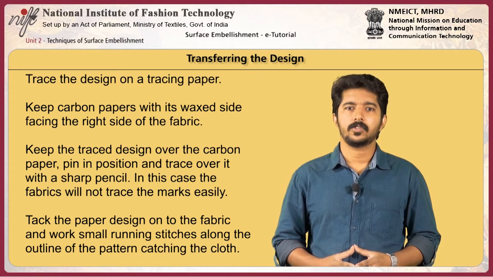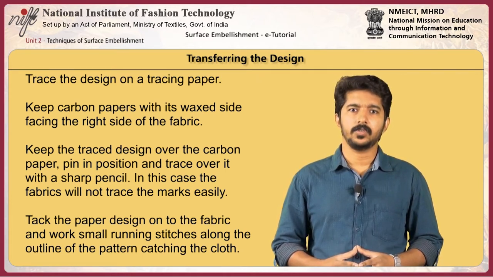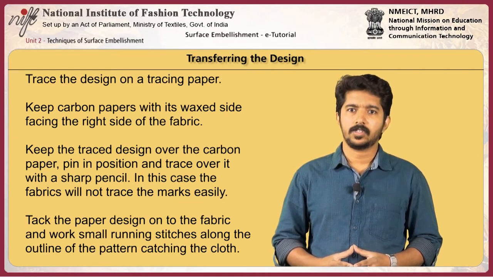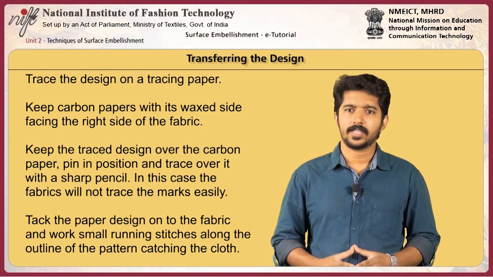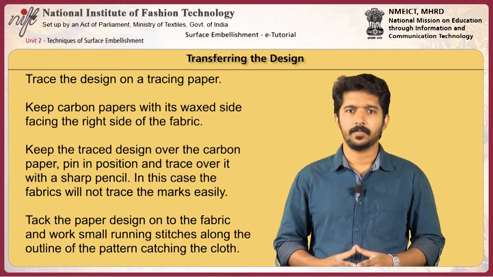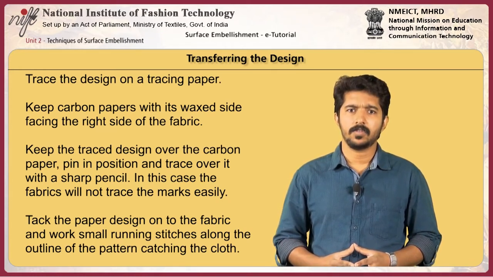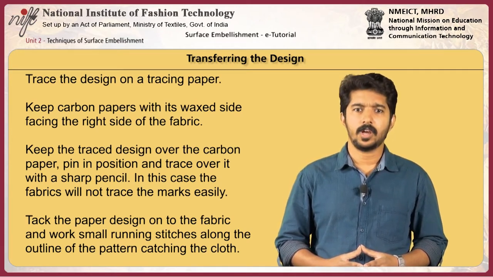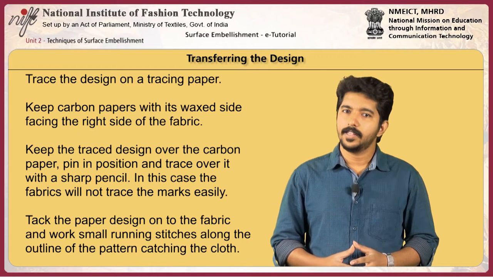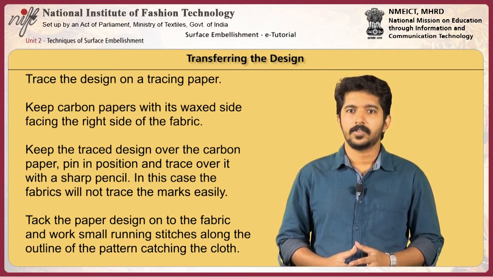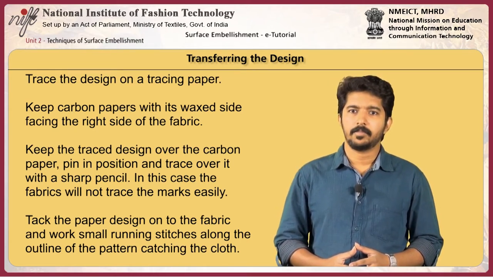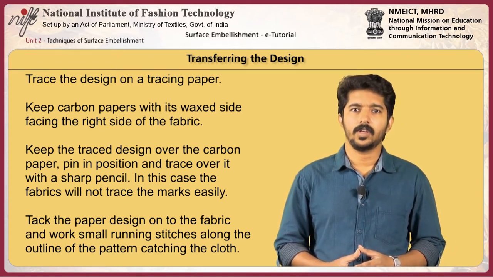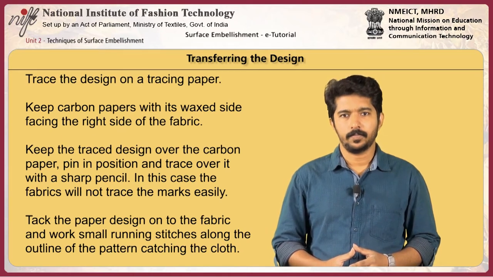The most commonly used method of transferring the design is using carbon paper. First, trace the design on a tracing paper. Next, keep the carbon paper with the waxed side facing the right side of the fabric. Keep the traced design over the carbon paper, pin the position, and trace over it with a sharp pencil. In the case of fabrics that will not take the marks easily, drag the paper design onto the fabric and work small running stitches along the outline of the pattern, catching the cloth.